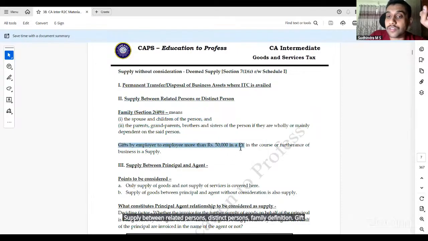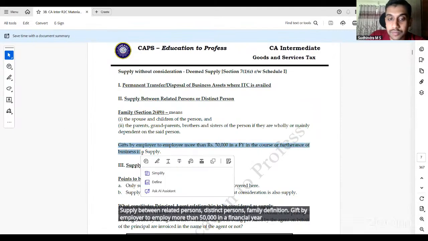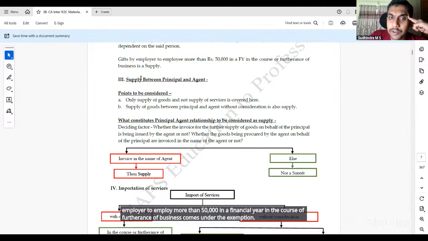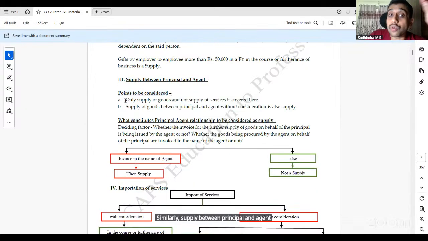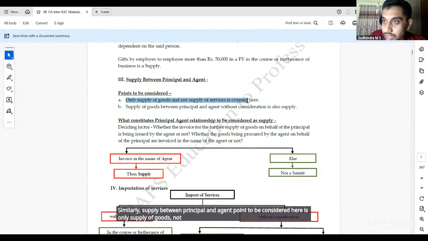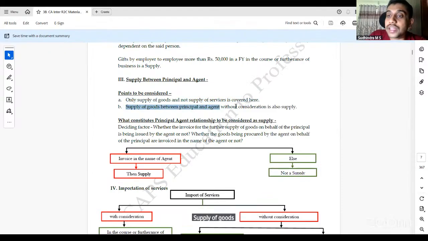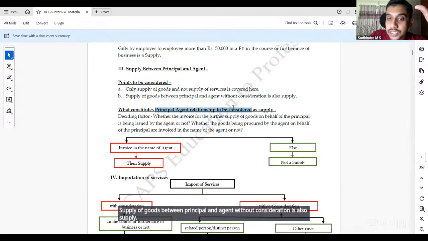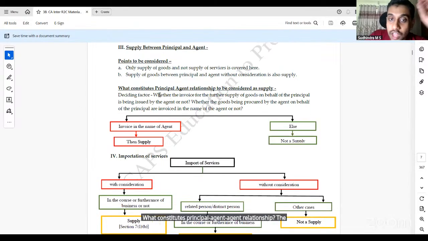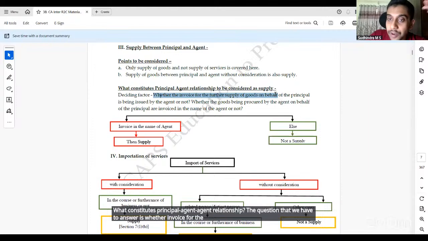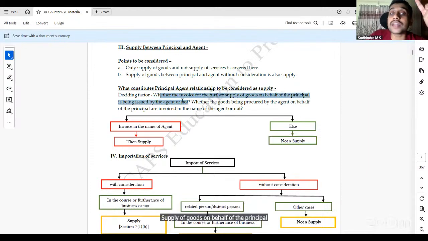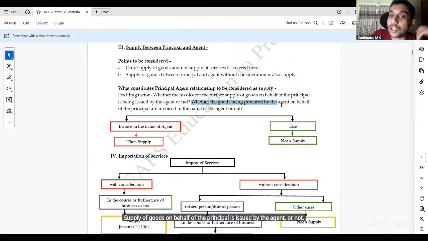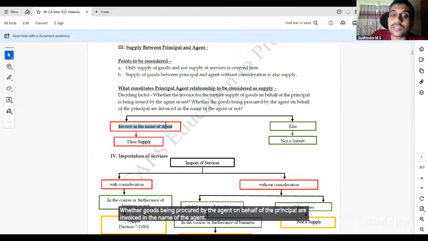Gift by employer to employee of more than 50,000 in a financial year in the course of furtherance of business comes under the exemption. Similarly, supply between principal and agent: the point to be considered here is only supply of goods, not supply of services. Supply of goods between principal and agent without consideration is also supply. What constitutes a principal-agent relationship? The question that we have to answer is whether the invoice for the supply of goods on behalf of the principal is issued by the agent or not. Whether goods being procured by the agent on behalf of the principal are invoiced in the name of the agent or not. If invoiced in the name of the agent, supply, else not a supply.